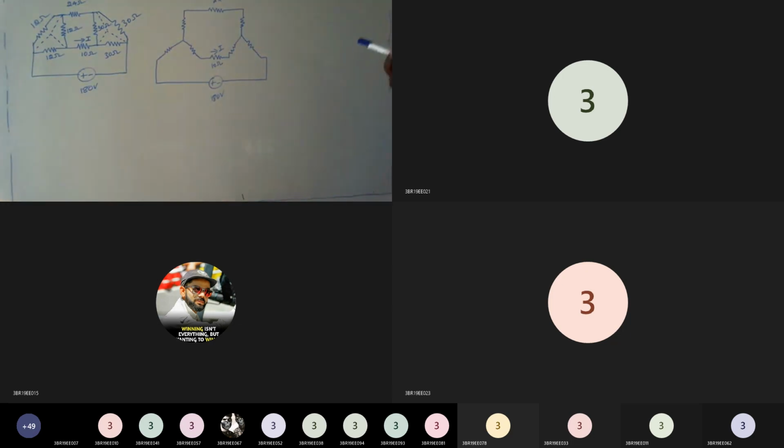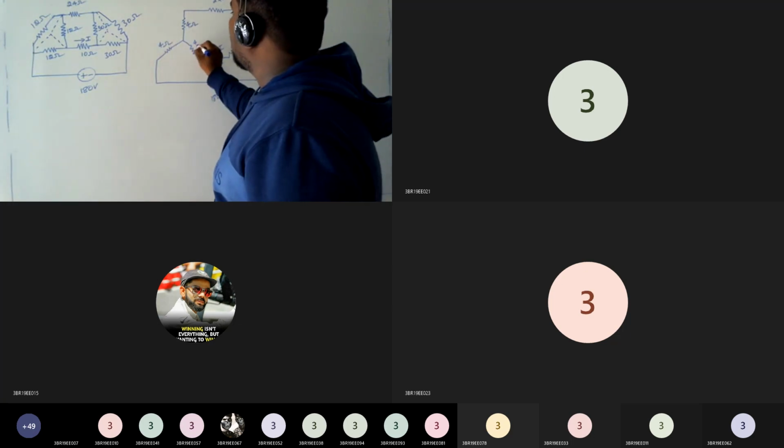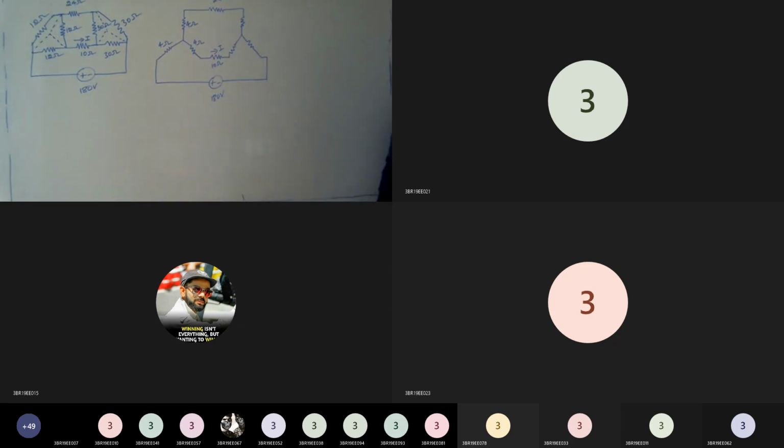If you evaluate one single wing of the star, the remaining two wings of the star will be the same, because all three resistors of the delta connection are of the same value. 4 ohms. 12 into 12 upon 36, yes, 4 ohms is correct. Since all the values are the same, all the branches of the star network have resistor values of 4 ohms.